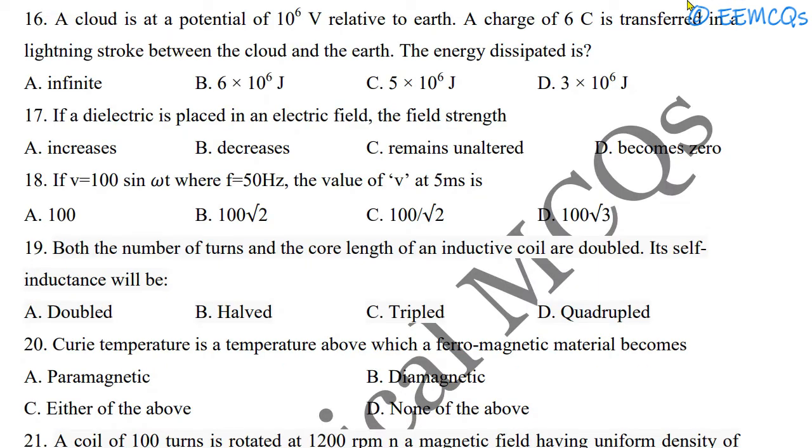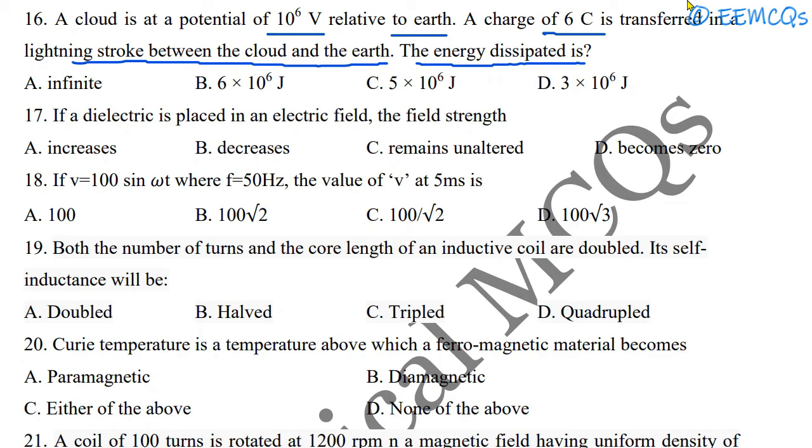So option B here is our correct answer. Now let us take the problem 16. A cloud is at a potential of 10 to the power 6 volt relative to Earth. A charge of 6 coulomb is transferred in a lightning stroke between cloud and Earth. The energy dissipated is what? So see here, it is basically the situation of a capacitor, because the Earth and cloud here are working as the two plates of a capacitor.